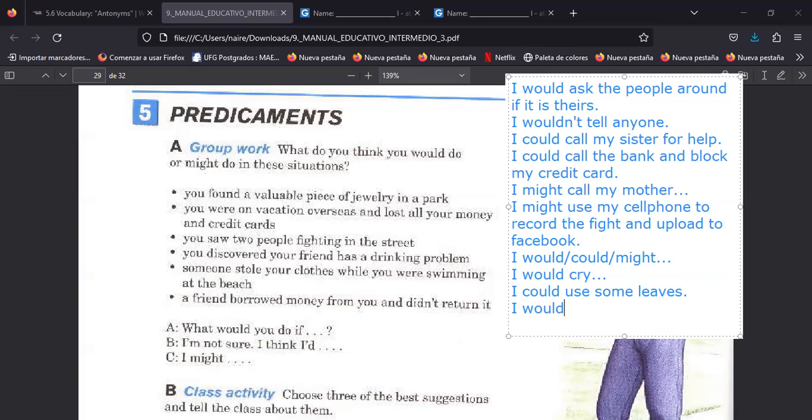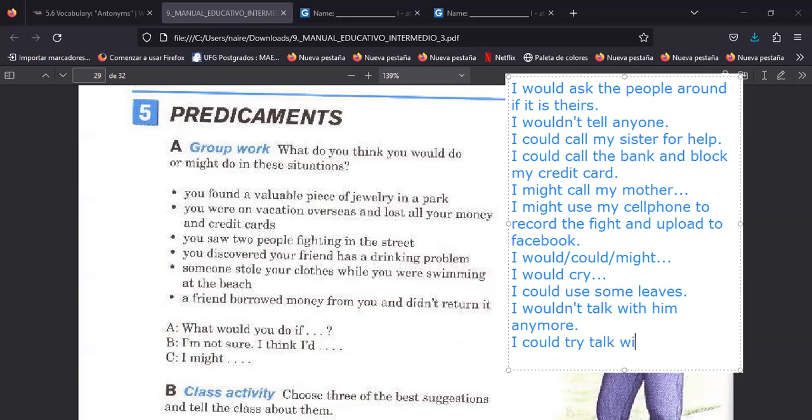Robert? I don't know. Maybe I try to talk with him. And I try to explain. He has to give me the money back or something like this. Yeah, but I could try to talk with him or with her about the situation, and he has to bring me back the money again.